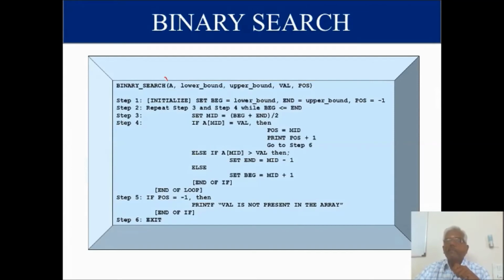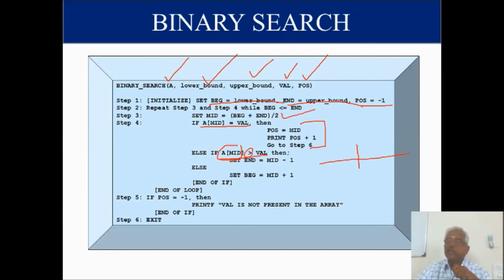So this is the algorithm. So we have an array. This is my lower bound value, this is my upper bound value, this is the key value to be searched, and finally what is my position. So initially beginning is equal to lower bound, end is equal to upper bound, position is equal to minus 1. Each time we are going to calculate the mid value, and I check the key value with the mid position value. If it is matched, this is my answer.